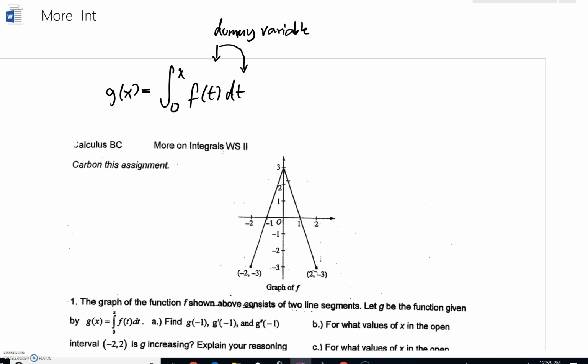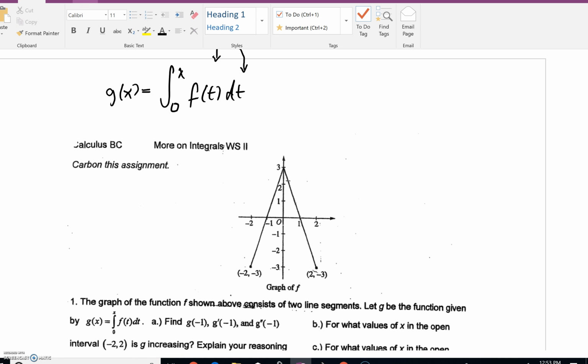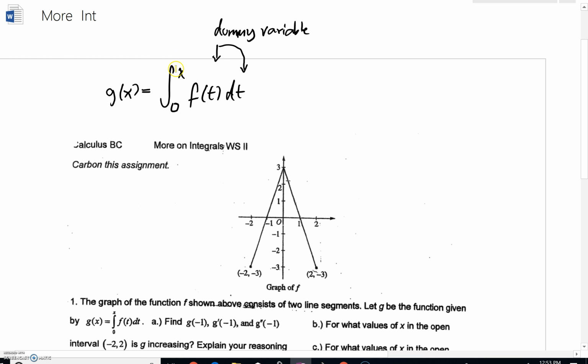We don't want to have x, though, because that would then get confusing with what we have for the upper bound. You see this upper bound, this x right here, if we were going to say g of x, we'd say integrate from 0 to x. So if we wanted g of 1, we'd integrate from 0 to 1. But we're going to say find that net area from 0 to 1 of this function.